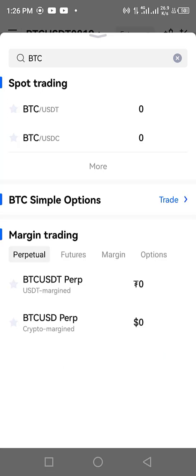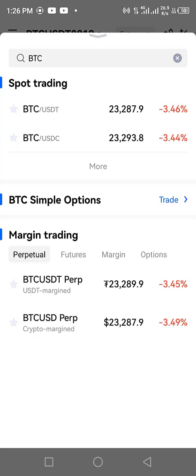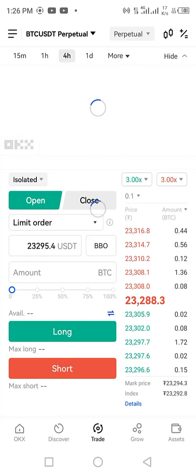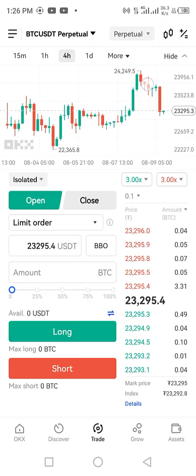Now, having understood all this, I'm going to base this video on BTC USDT perpetual right here. So I click on this, and if you look at the top right here, we have the chart, and this chart means that you have to do your technical analysis. After you have done your technical analysis and know the direction of the market, that is when you can then place your trade.